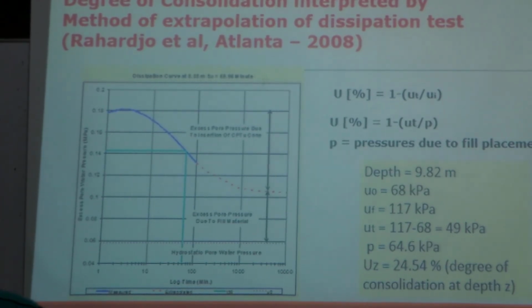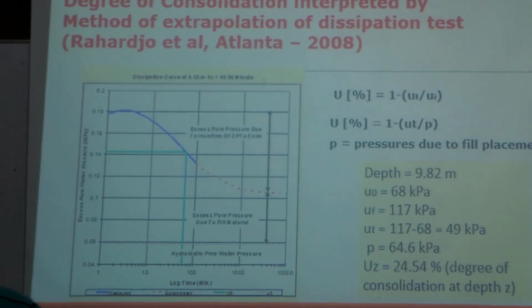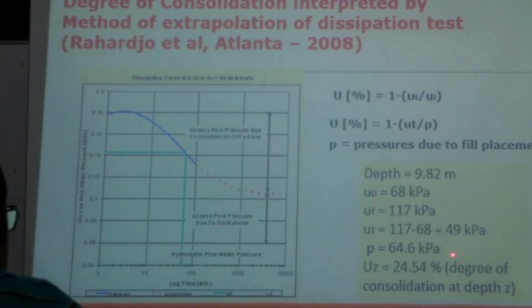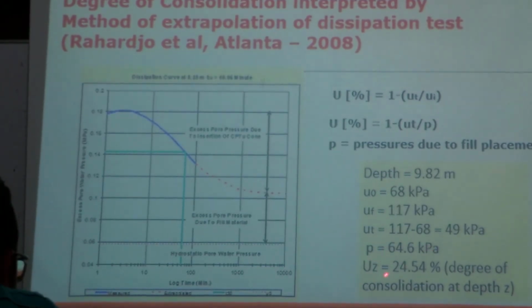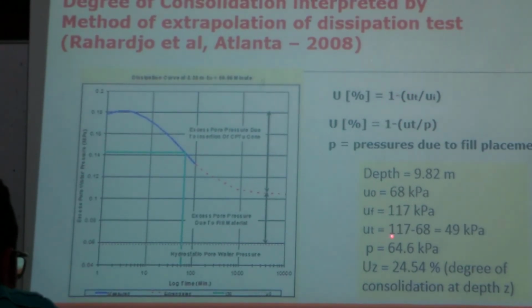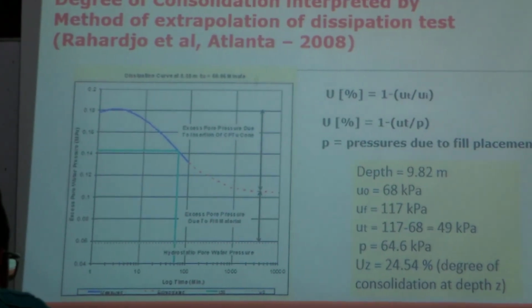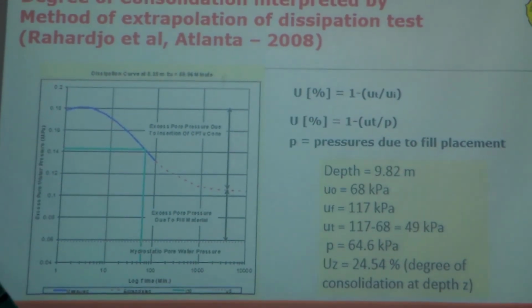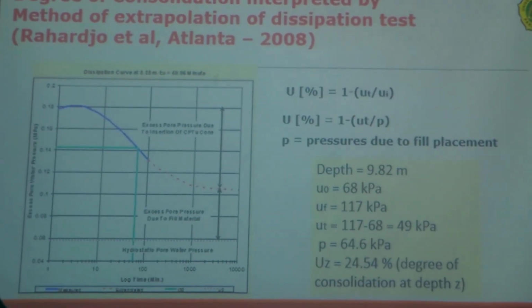So most of the time I use this for investigation, especially if there is a dispute between the owner, the contractor, or the consultant. P is the effective stress, and then P is the load, and the degree of consolidation is calculated using this: 1 minus delta U over P, in this case 49 over 64. So that is the degree of consolidation. I use this for several projects. It is good. The problem is the dissipation test is done only at certain depths.